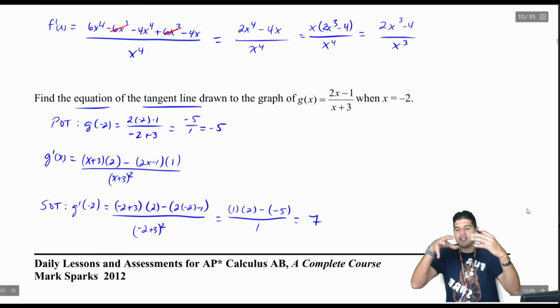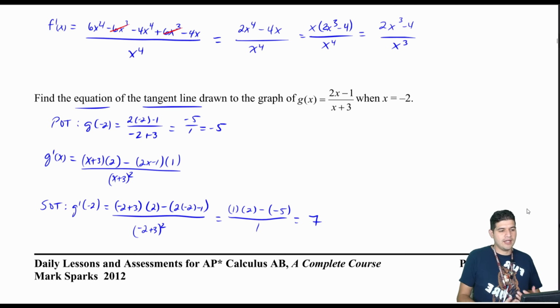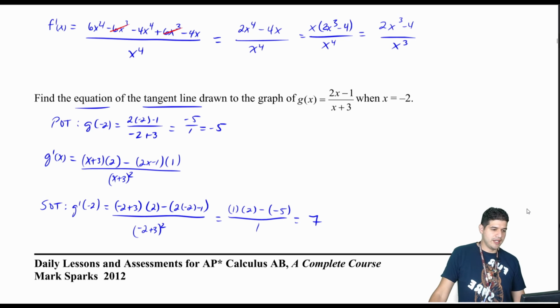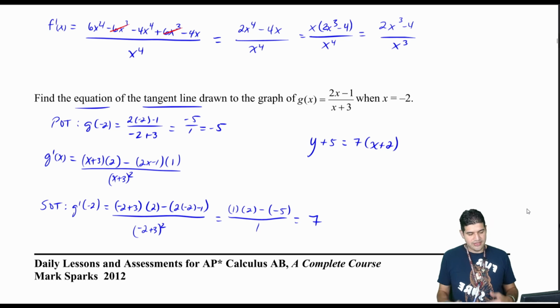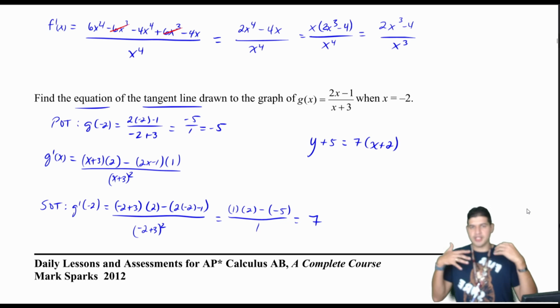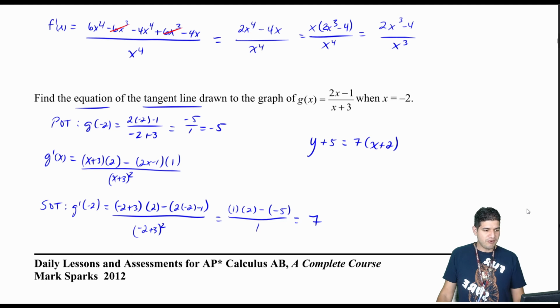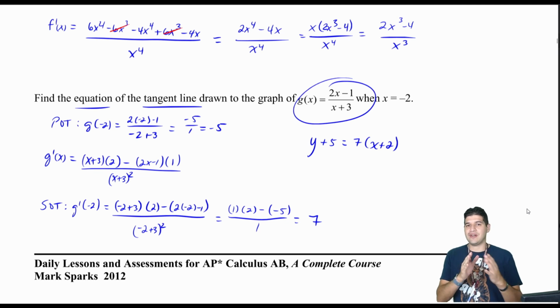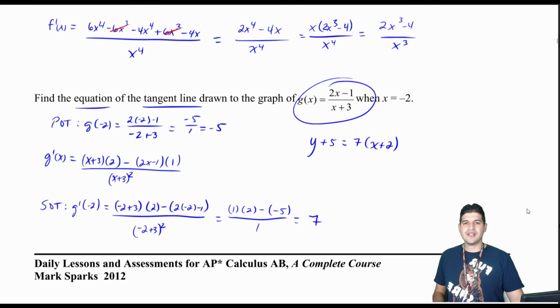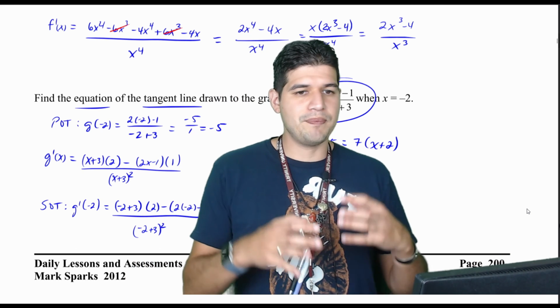All right, so now I have enough information where I can write my equation of the tangent line, right? So that's going to be y minus the y value that I found, so negative 5, so plus 5, equals my slope, so 7 times x plus 2, so that x value. And that is how we can actually use the quotient rule, right? Before, we didn't know what to do with an equation like that, but now we do know how to handle that. All right, so that's going to conclude this video.